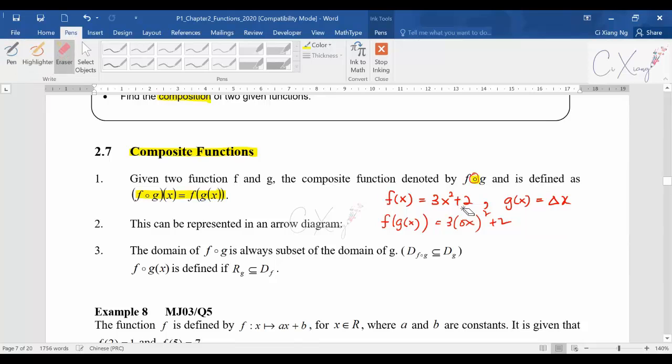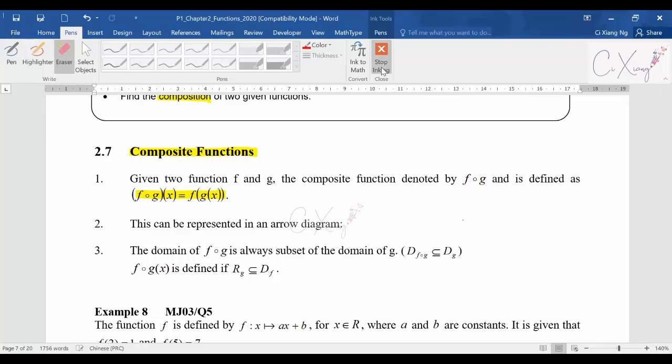Then in the exam, when you see this symbol, what does it mean? In f dot g, it means f(x) multiplied with g(x). If it is f with a white circle g, that means it is f composite g. So please take note of the difference between the white circle and the black dot.